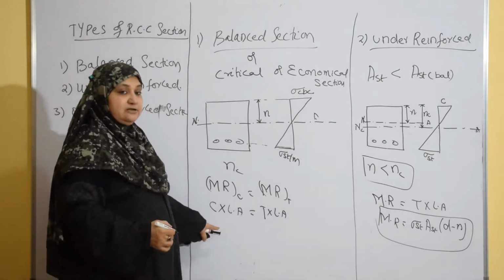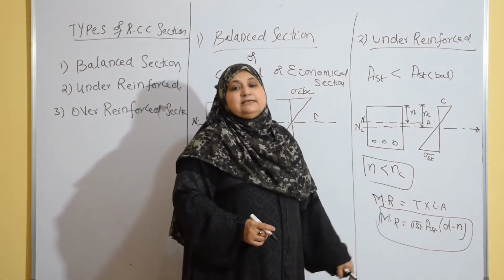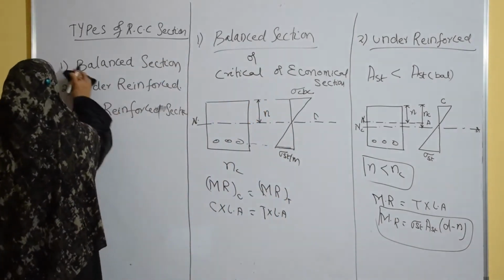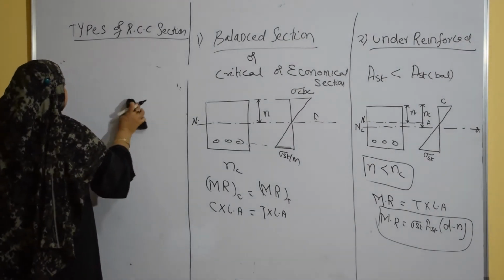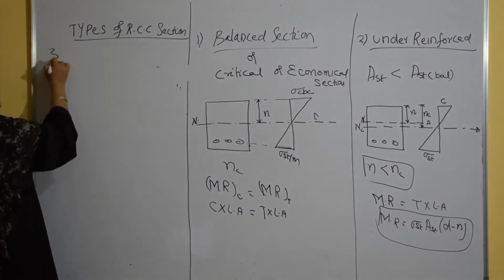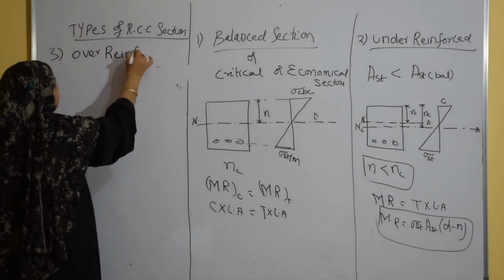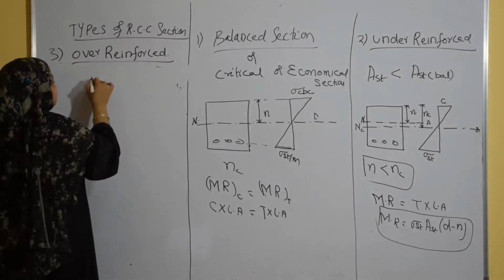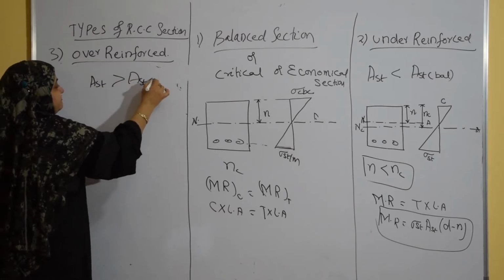For a balanced section, you can find it either with this or with that. So this is the second type of section. Now coming to the third type of section, that is over reinforced. Once again the name itself is suggesting. Over reinforced means more steel is provided than in a balanced section. The area of steel in this section will be more than the area of steel of a balanced section.